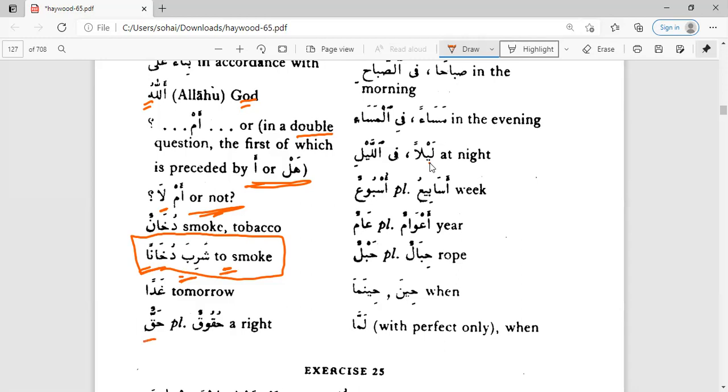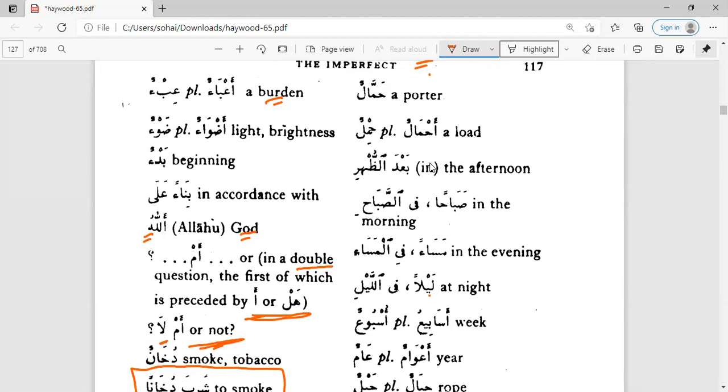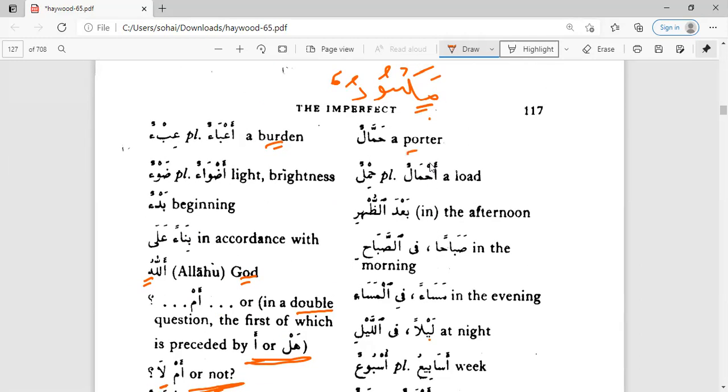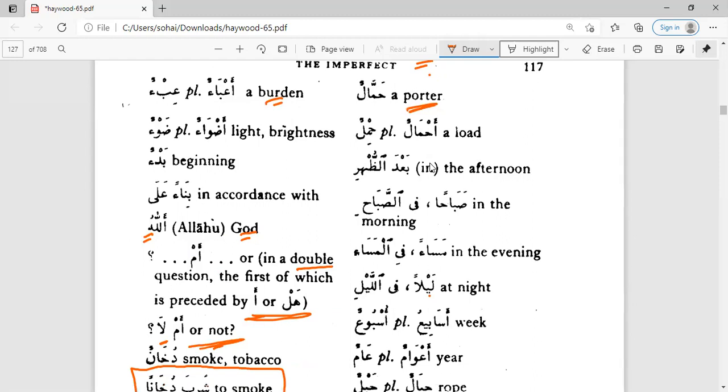Ghadan means tomorrow. Haqqun means right. Broken plural huququn. Hammalun is a porter. People who carry loads. Himlun is a load. Ahmalun, broken plural. Ba'da zahri, in the afternoon. Translate that carefully. It could also mean ba'da zahri, so ba'da means after. Together it means in the noon.